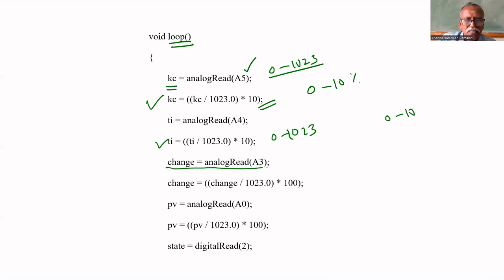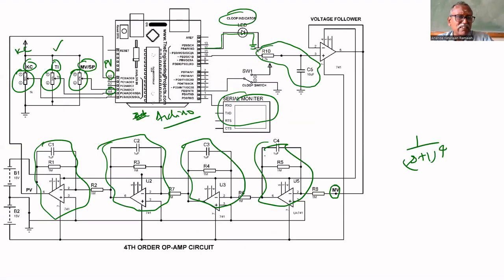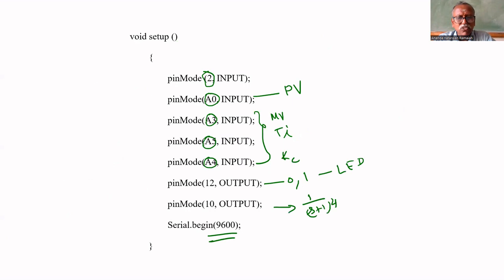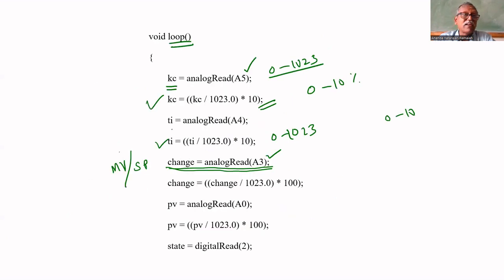If you want to give the MV in manual mode, or if you are in closed loop, you have to give a set point change. For that, A3 is used here. A3 is read here, and that is converted to a 0 to 100 scale, because the set point range is 0 to 100. So change equal to change divided by 1023 multiplied by 100, and its range is 0 to 100%.